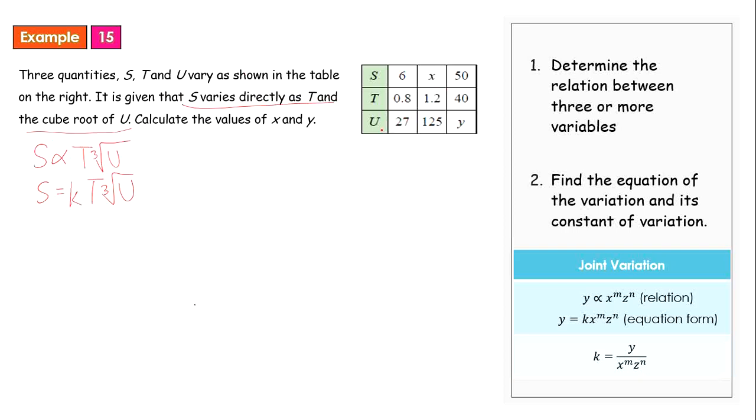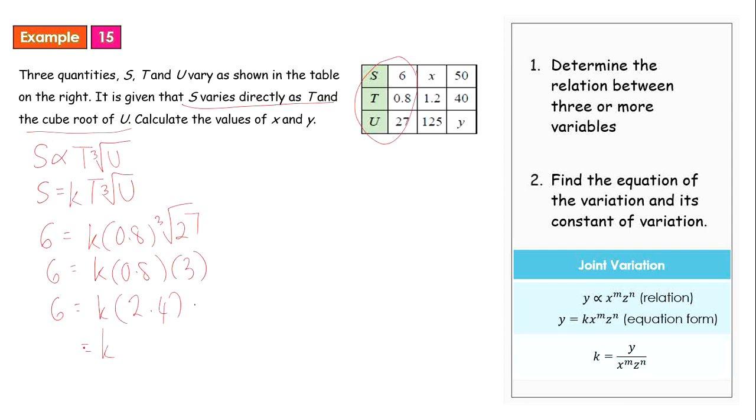So, sama juga. Before kita nak cari nilai S ataupun X ni dengan Y ataupun U ni, kita kena cari dia punya value of K dulu. Nak cari value of K, kita guna info yang ada nilai semua huruf dulu. Okay, so kita guna yang tu. S is 6. K tak tahu. T is 0.8. U is 27. So, here kita dapat K times 0.8 times 3. So, 6 equals 2.4K. So, we get the value of K is 2.5.